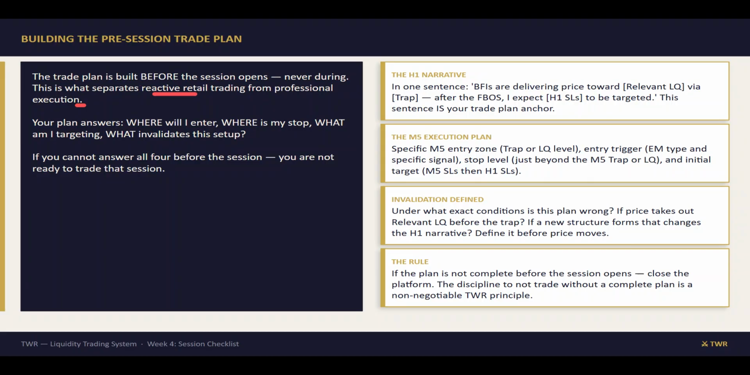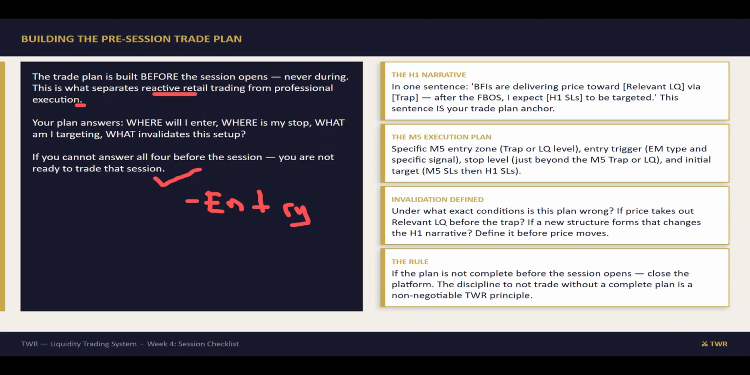Now, your plan answers where you will enter, where your stop will rest, and where you are targeting. What invalidates a setup? Okay. If you cannot answer all four before session opens, you're not ready to trade that session. If you cannot answer, number one, where are you going to enter, your entry point? Entry. Number two, where will your stop loss rest?